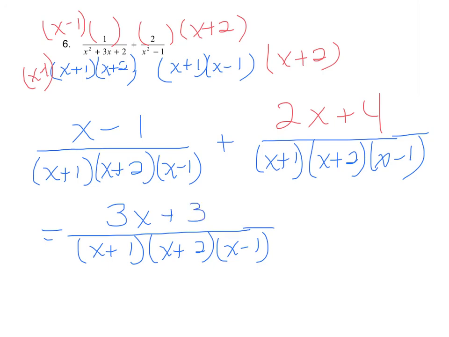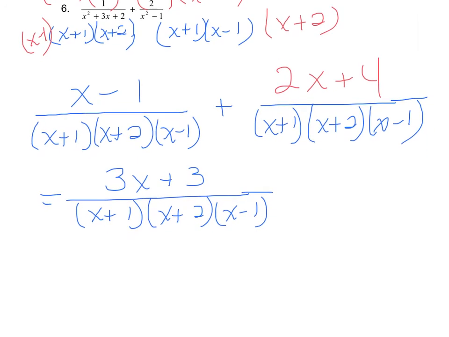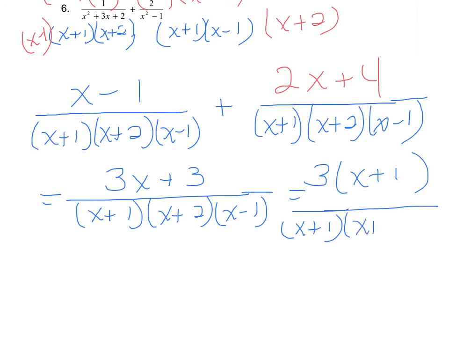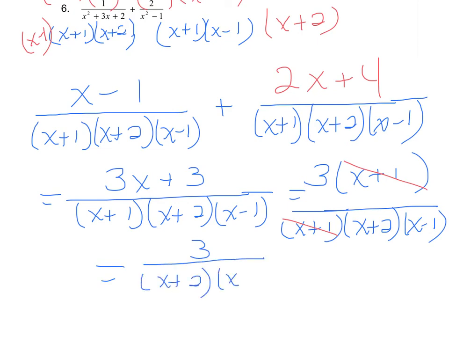All right, I'm ready to see if I can do any factoring and canceling. On the top, I can factor out a GCF of 3 and get 3 times x plus 1. The bottom is already factored for me. That's nice, less work for me to do. Now I can actually cancel out an x plus 1 for an x plus 1. So my final answer will be 3 over x plus 2 times x minus 1.